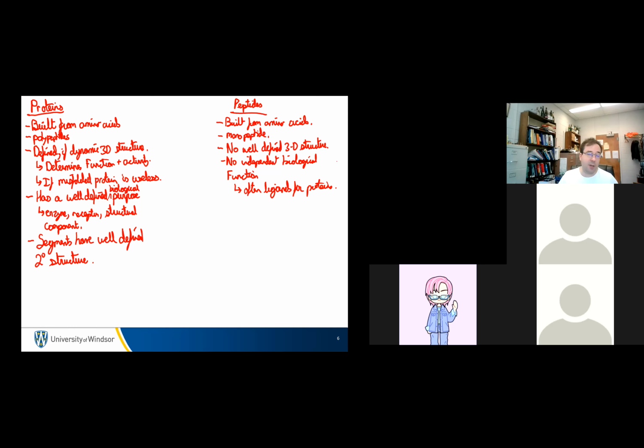There are no peptide enzymes. There are no peptides that act as enzymes. Because to be an enzyme, you need a well-defined three-dimensional structure. Peptides lack a well-defined three-dimensional structure, so peptides are not enzymes.